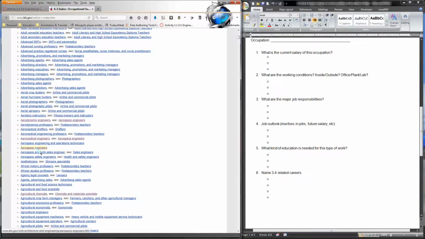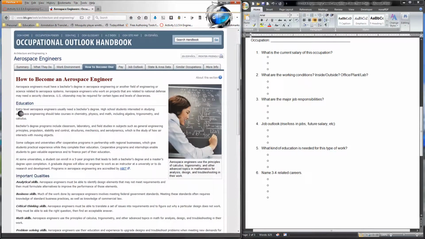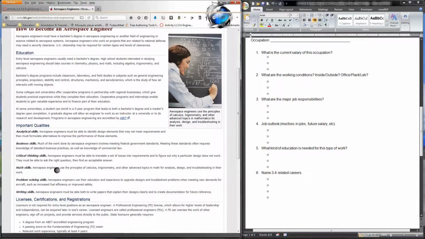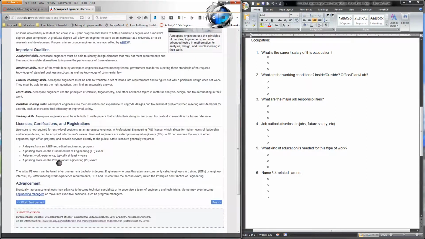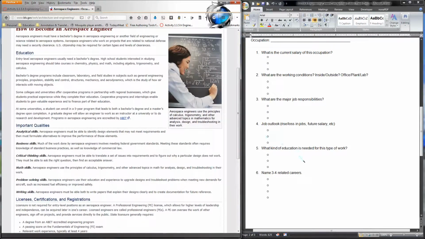If we click on aerospace engineers, for example, it's going to take us to a page with different tabs at the top that are going to be able to answer those 6 questions we see on the right. For the education, you'll need to go to how to become one. It talks about the education you'll need to get to this job, some of the qualities you need in order to be successful, and perhaps any special licenses or certifications you'll need to obtain this career. You'll need to pick 3 facts from this page to answer the question about what kind of education is needed for this job.